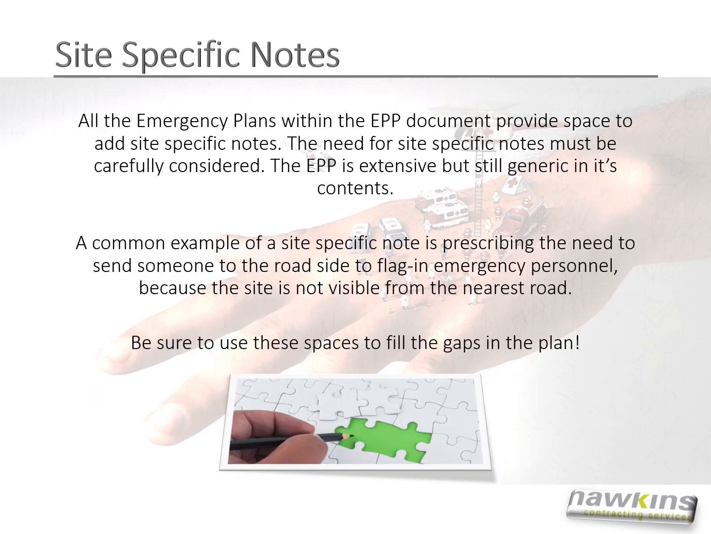Before we conclude this presentation, we must address a couple of housekeeping notes. All the emergency plans within the EPP document provide space to add site-specific notes. The need for site-specific notes must be carefully considered. The EPP is extensive but still generic in its contents. A common example of a site-specific note is prescribing the need to send someone to the roadside to flag down emergency personnel because the site is not visible from the nearest road. Be sure to use these spaces to fill the gaps in the plan.